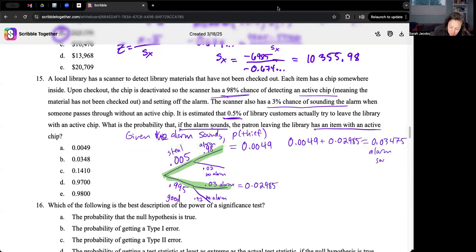Alarm sounds. 0.03475. What's the probability that the person is actually trying to steal, that the person's leaving the library with an active chip? That was this. So we're going to do that. So given the alarm sounds, what's the probability the person is actually trying to steal? And we get that divided by that, we get about 14% chance, which matches C.